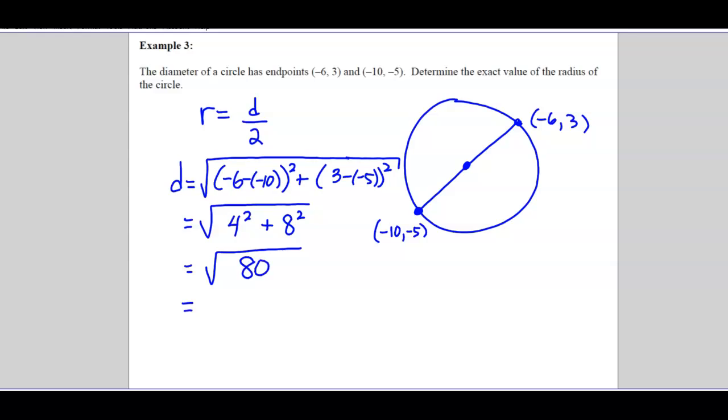Then simplify root 80. 80 is what? 16 times 5. So that's going to be 4 root 5. So that's the diameter. Therefore, the radius is 4 root 5 divided by 2, which is 2 root 5. Okay, so that is distance between 2 points.